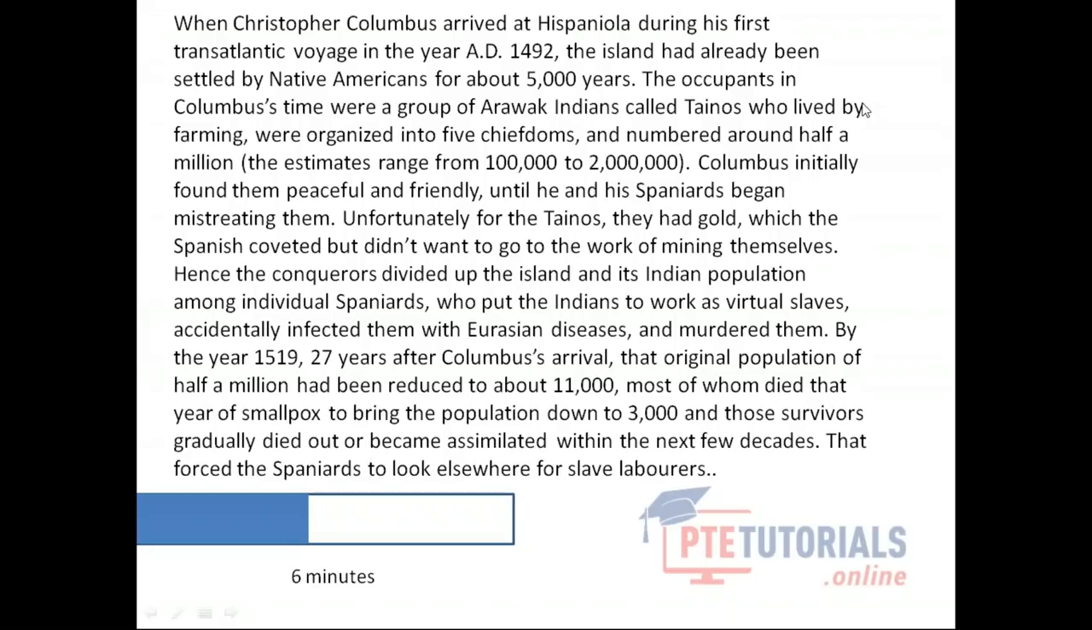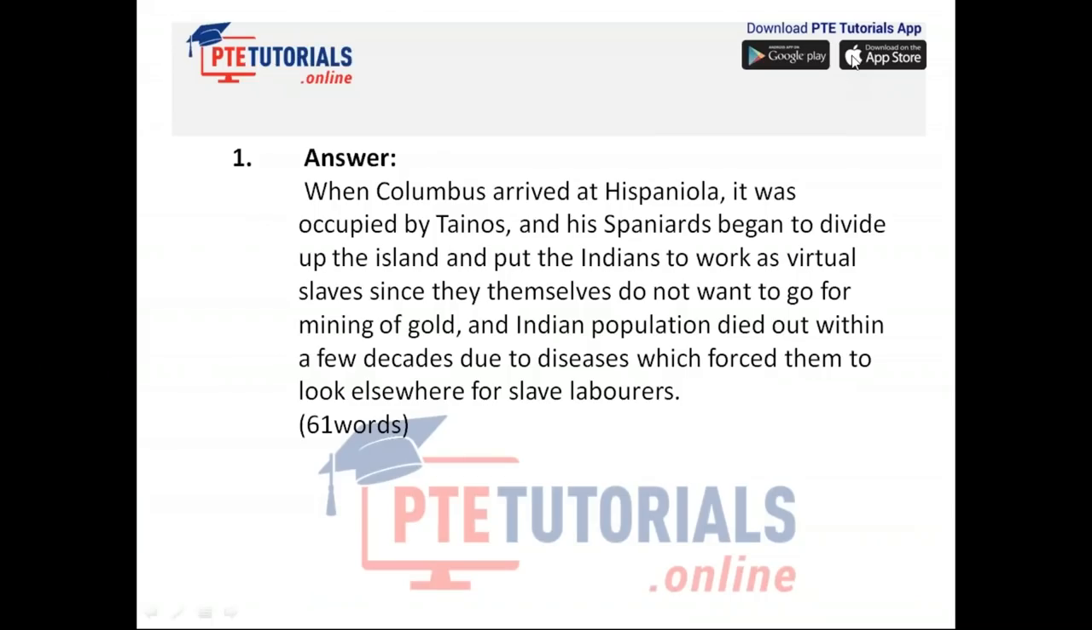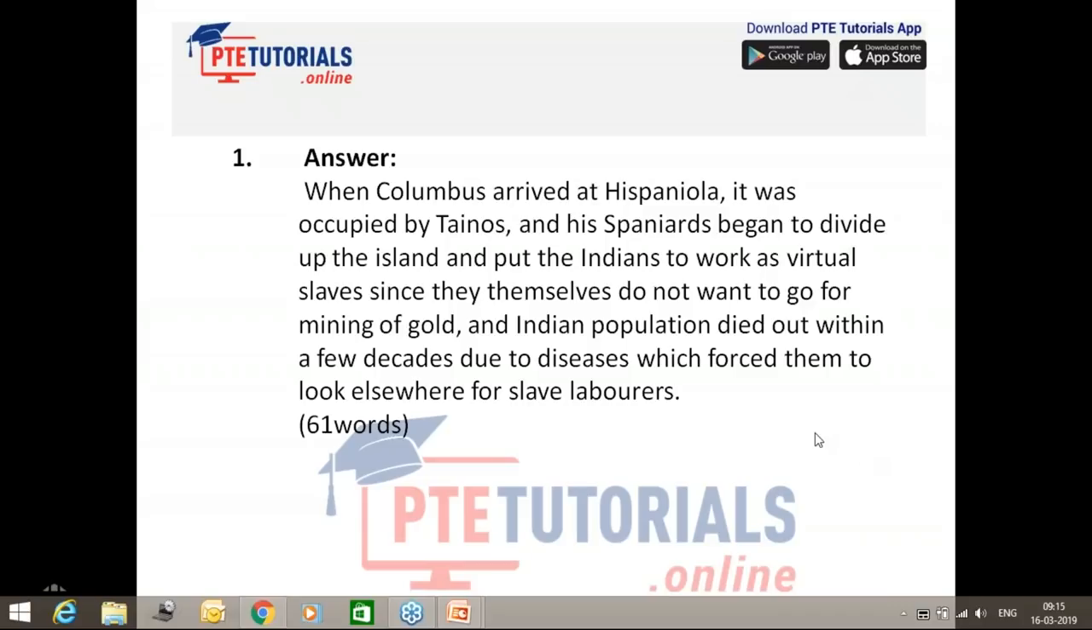Let's check. You can tally your answers with the sample response I'm going to show you now. This is the sample response. When Columbus arrived at Hispaniola, it was occupied by Tainos, and his Spaniards began to divide up the island and put the Indians to work as virtual slaves. Since they themselves did not want to go for mining of gold, and the Indian population died out within a few decades due to diseases, they were forced to look elsewhere for slave laborers. Now see the coherence. A proper story is there.